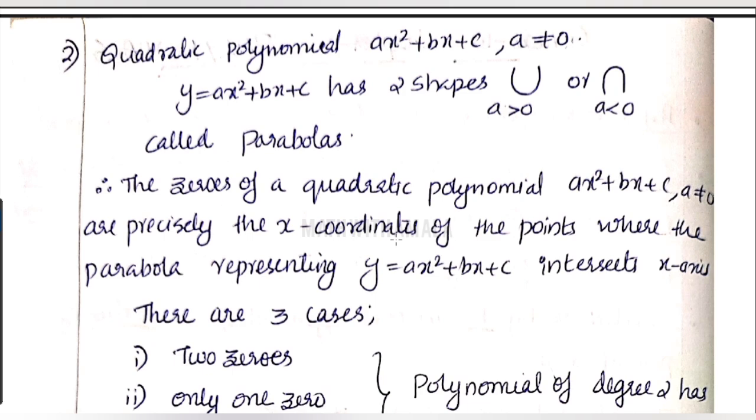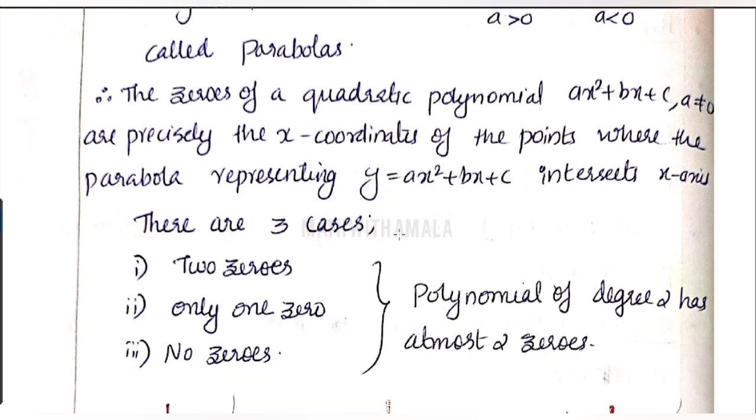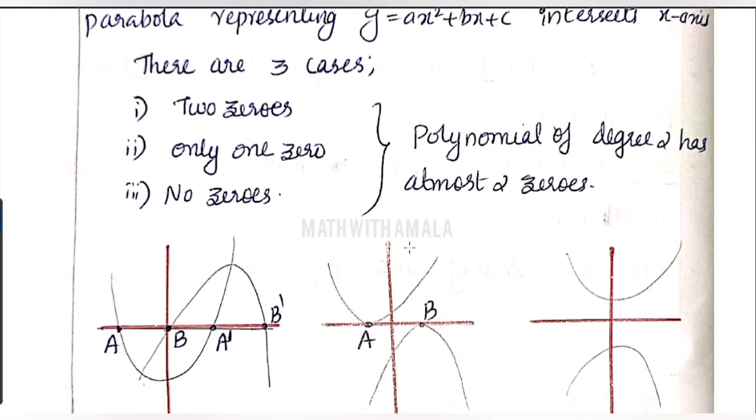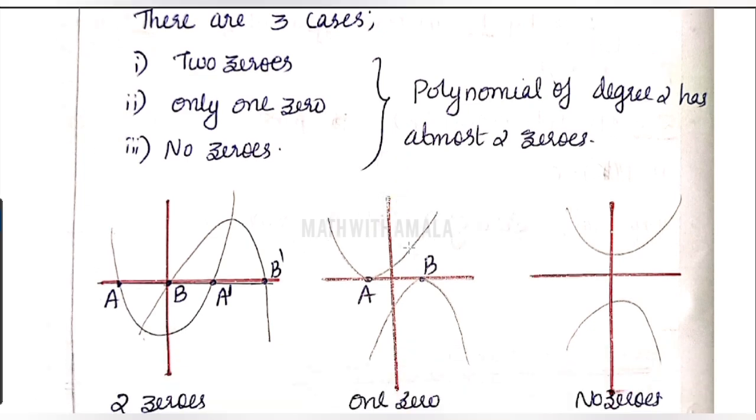Therefore, the zeros of a quadratic polynomial ax square plus bx plus c, where a is not equal to 0, are precisely the x coordinates of the points where the parabola representing y equal to ax square plus bx plus c intersects the x-axis. So there are three chances for this intersection with the x-axis. As we discussed before, when we have an intersection with the x-axis, you get that point as the zero of the polynomial. Here we have three cases. You can look at the graph also. The first case is two zeros. Second case, only one zero. And the last case, there are no zeros.